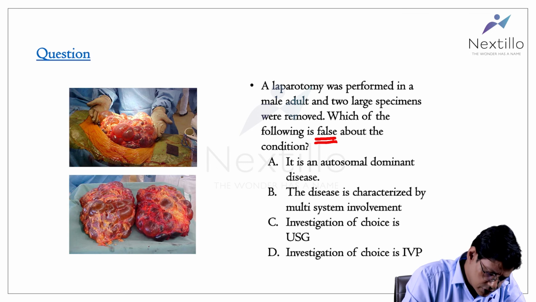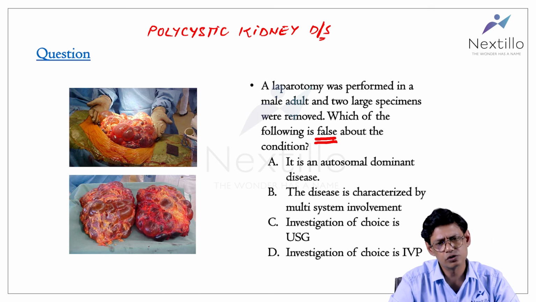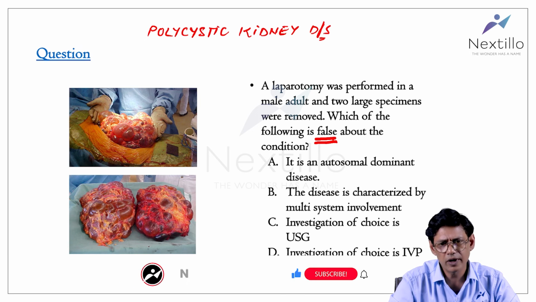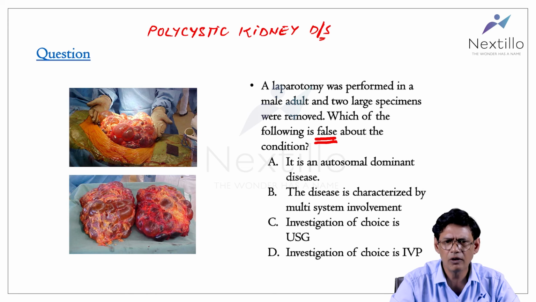This is polycystic kidney disease. Polycystic kidney disease can be of 2 types, autosomal recessive and autosomal dominant. The commonest variant of polycystic kidney disease is autosomal dominant, and therefore this picture is most likely to be a result of an autosomal dominant disease. So the first option is true.